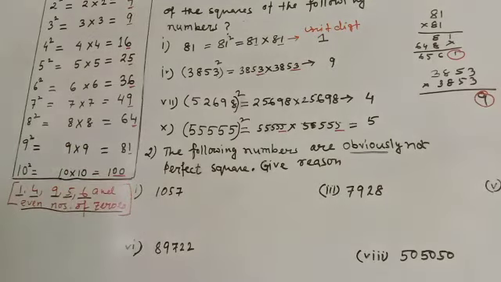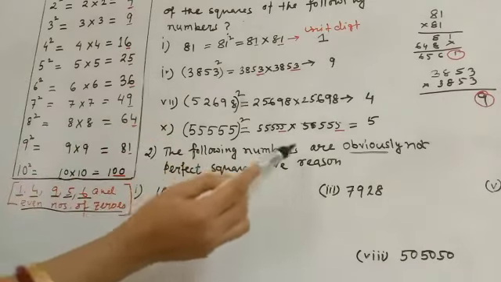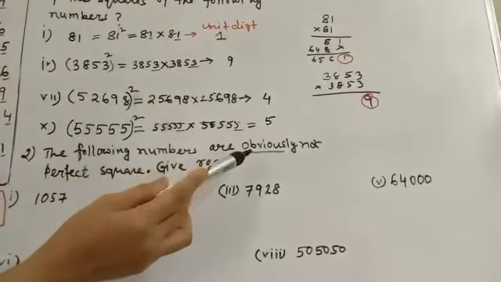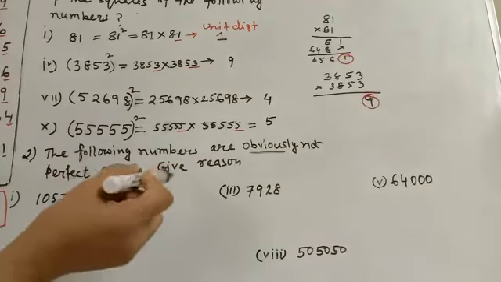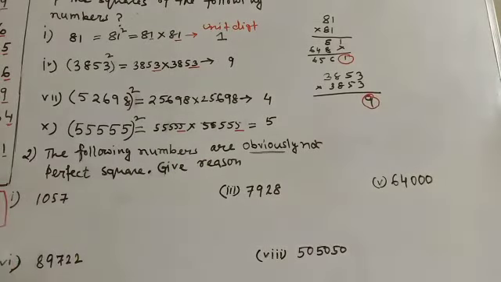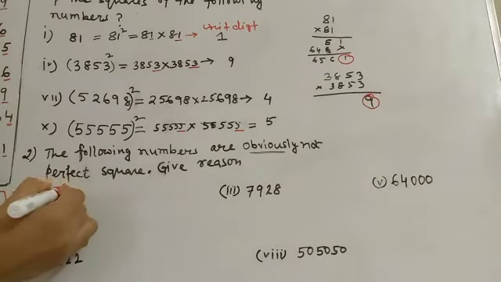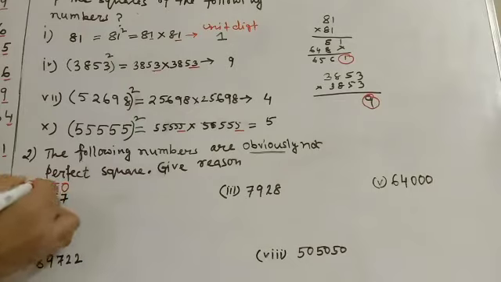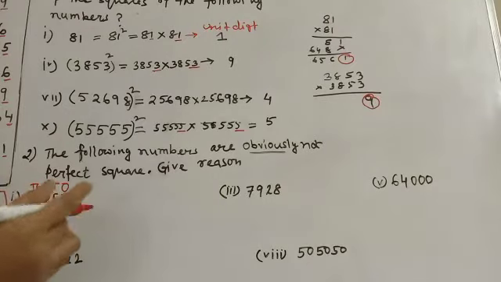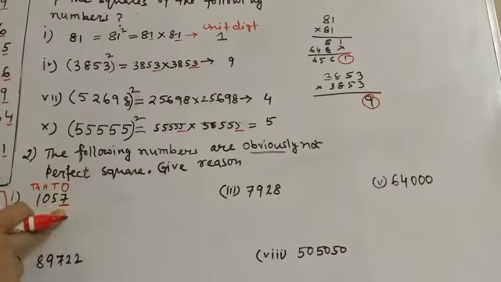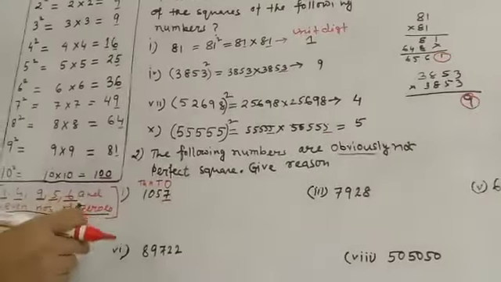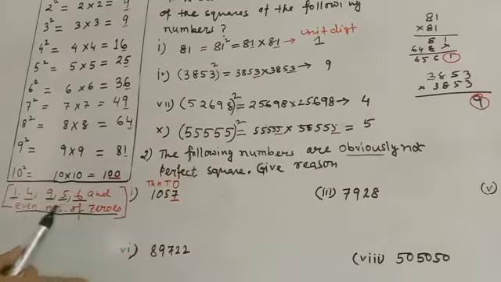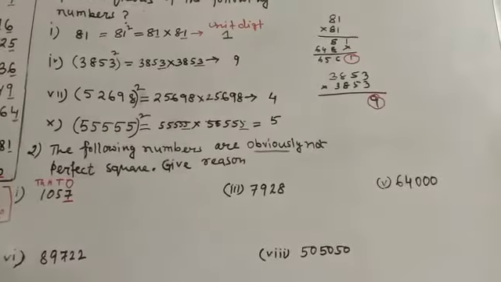Now we will check in this respect whether the following numbers are obviously not perfect squares. See here which number is there in the unit place. You can see ones place, tens place, hundreds place and thousands place. No need to see all of these. We have to concentrate only on the ones place, and the ones place number is 7. Can you see 7 in any perfect square number? No.